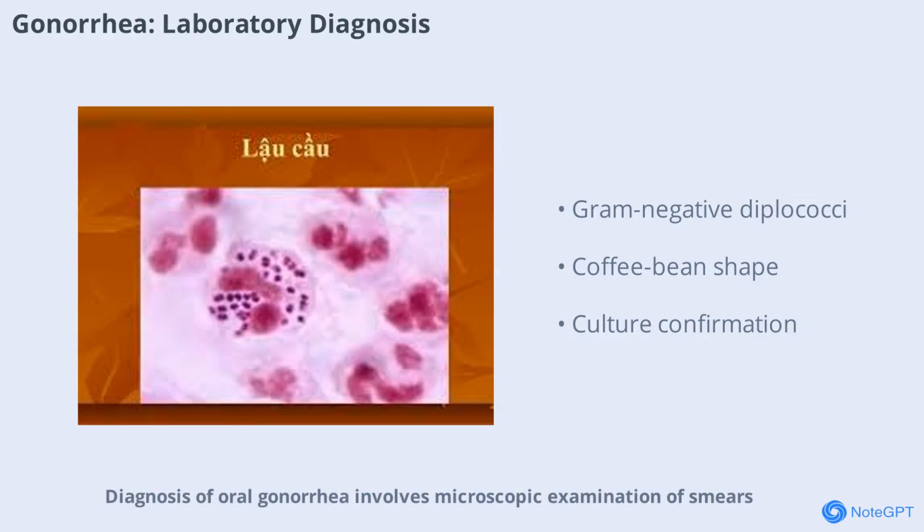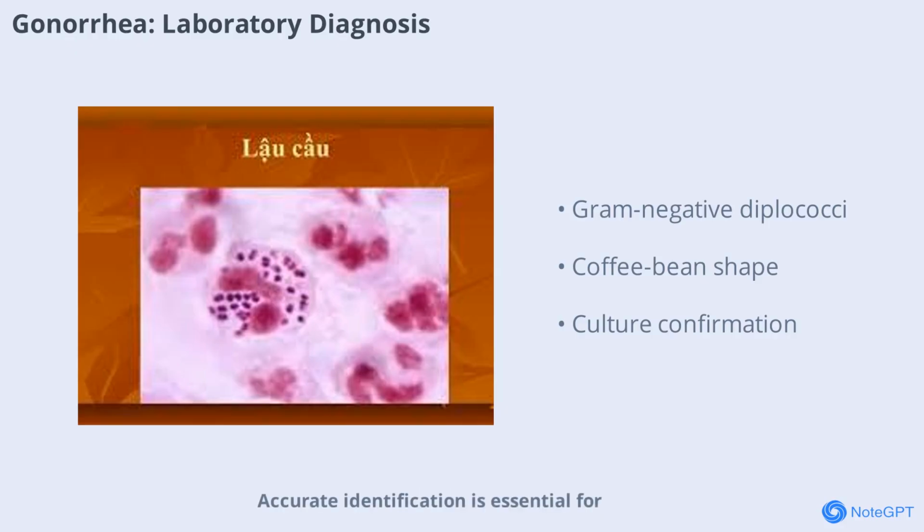Diagnosis of oral gonorrhea involves microscopic examination of smears, where the bacteria appear as gram-negative diplococci inside and outside neutrophils. Culturing on Thayer-Martin medium confirms the diagnosis. The bacteria often appear as paired, coffee bean-shaped organisms. Accurate identification is essential for proper treatment and preventing complications.